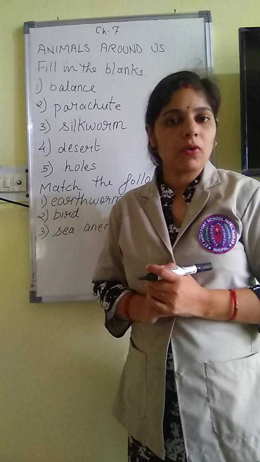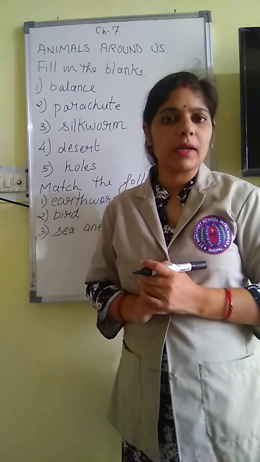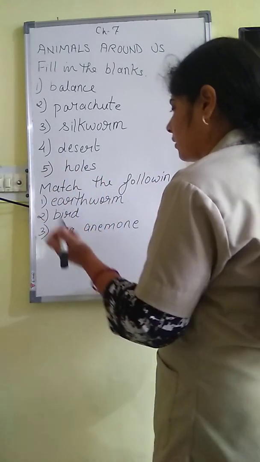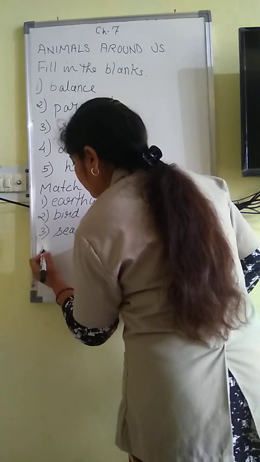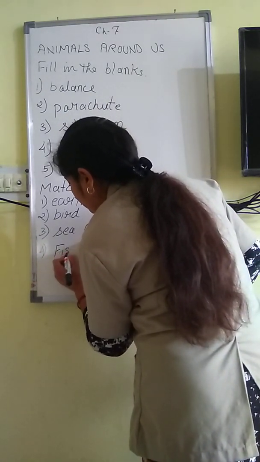Then your fourth one, streamlined body. Which animal has a streamlined body? We have studied about fish. Fish has a streamlined body. So here your option is fish.